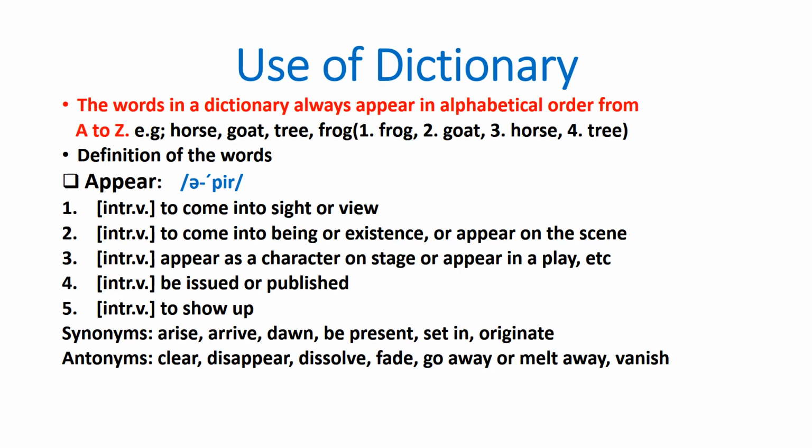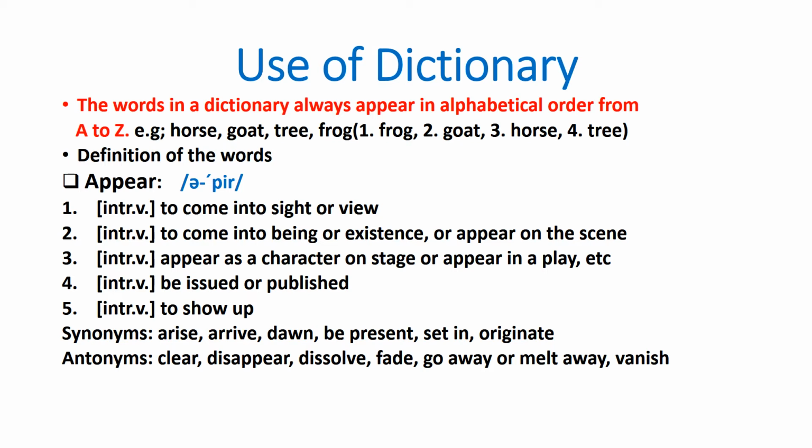The other thing that students you must know is that the definitions of the words are also given, and the definitions are listed and numbered. Here we have the word appear. So appear has 5 definitions here for you. The first definition says to come into sight or view. Second definition says to come into being or existence, or appear on the scene. The third definition says appear as a character on stage or appear in a play, etc. Number 4 says be issued or published in any magazine or newspaper. To show up anything as an activity, as action, or as any creativity.